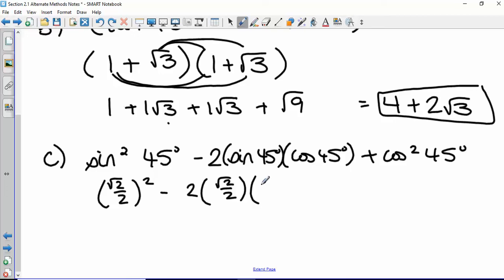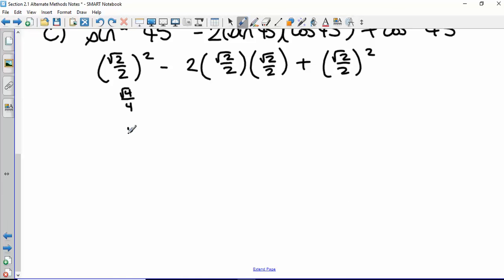Minus 2. Sine of 45, we just said, was radical 2 over 2. Cosine of 45 is? Same thing. Cosine squared 45, so cosine 45 is radical 2 over 2 squared. Okay, so when we square this, you're getting the square root of 4 over 4. Square root of 4 is 2, divided by 4 is 1/2.